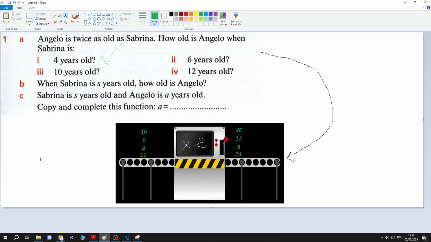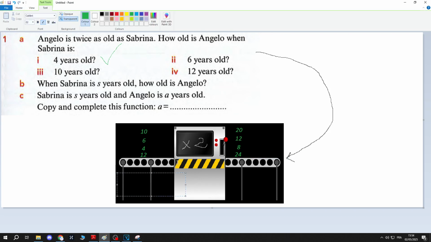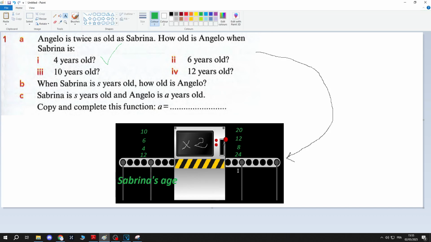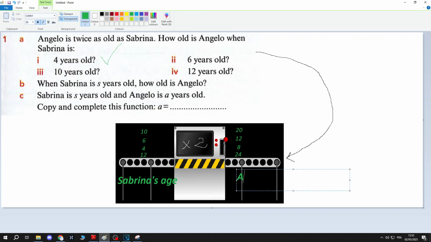So if you were paying attention up until now, you would know that the first part of the machine represents Sabrina's age, right? So we are grabbing Sabrina's age. We're putting it in our machine. We are multiplying Sabrina's age by 2. And then what we will get in the end is Angelo's age. So let's write Angelo's age right here. And this is for a reason, of course.